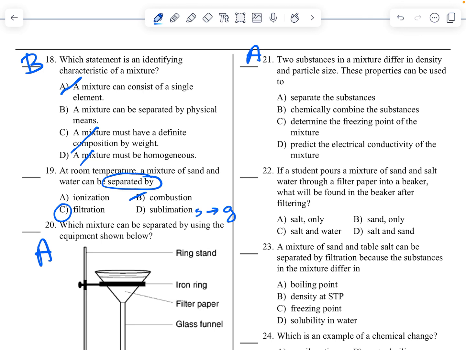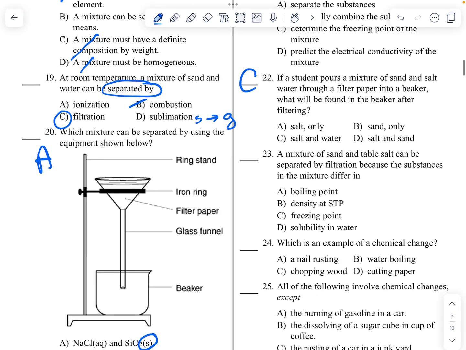If a student pours a mixture of sand and salt water through... I feel like we've had this before. What will be found in the beaker after filtering? So the salt and the sand are all dissolved. Well, sand won't dissolve. So sand will be in the filter paper, and what will be in the beaker? The salt will, but also the water that dissolved it. So there we go. A mixture of sand and table salt can be separated by filtration because one is dissolved in water and one is not. I'll admit, this is a lot of repetition.